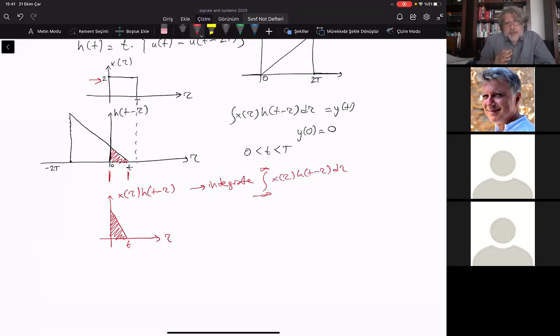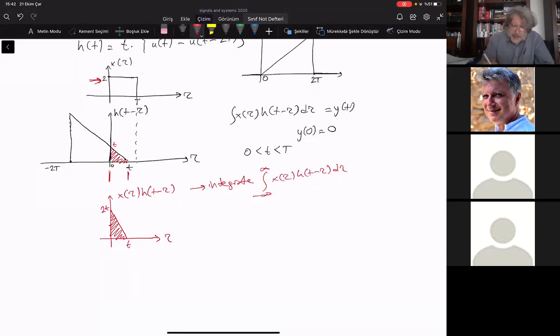Let's look at the original h of t minus tau. It was a 45 degrees inclination, so I can see that this point is also t of the triangle. It's an equal sides triangle, okay, with 45 degrees inclination. And when I multiply it with the value, which is 2, like here, then this point becomes 2t. Is that okay?